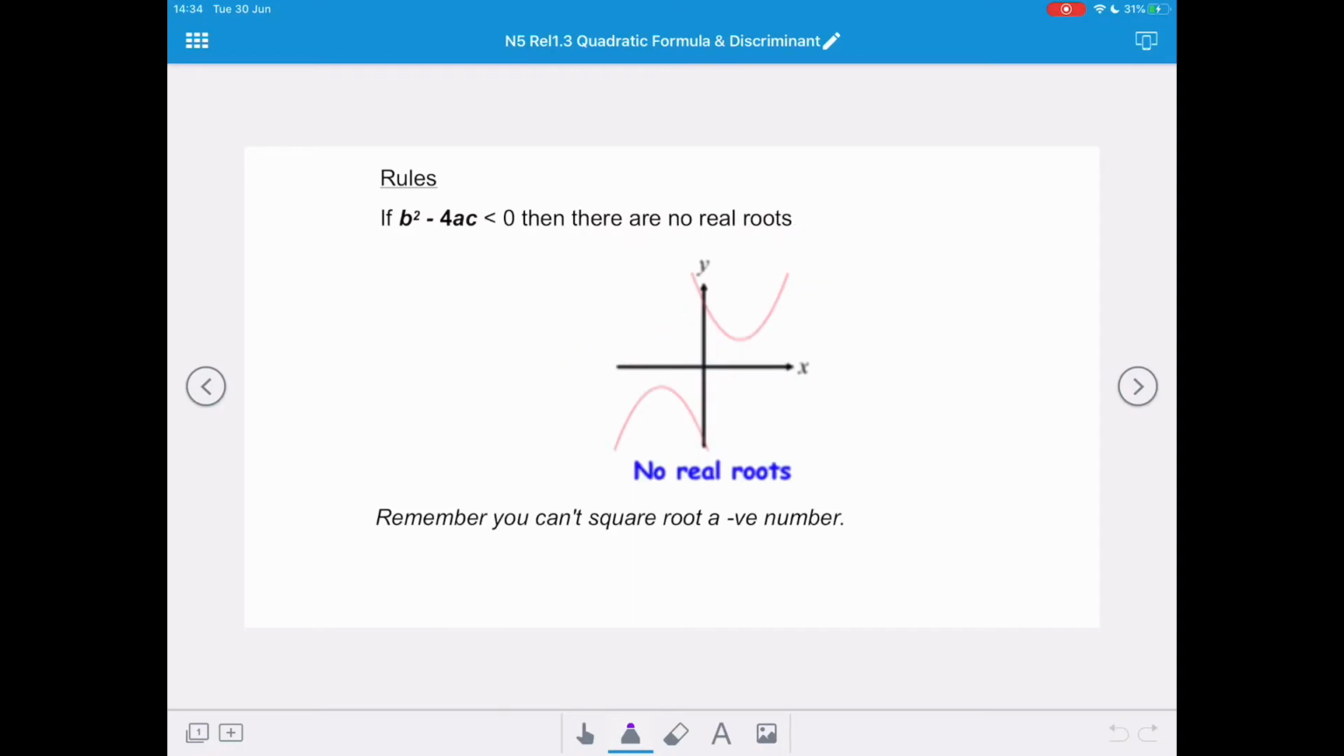The third and final rule is if b squared minus 4ac is less than 0, then there are no real roots. So as you can see, whether it's a positive x squared or a negative x squared, the maximum and minimum turning points don't cross the x-axis. Because remember, you can't square root a negative number, so you wouldn't be able to use the quadratic formula to find the roots.